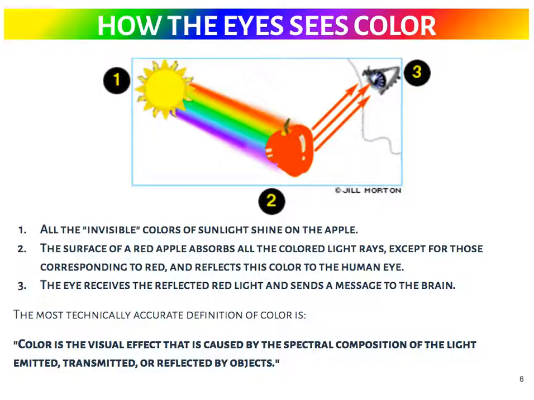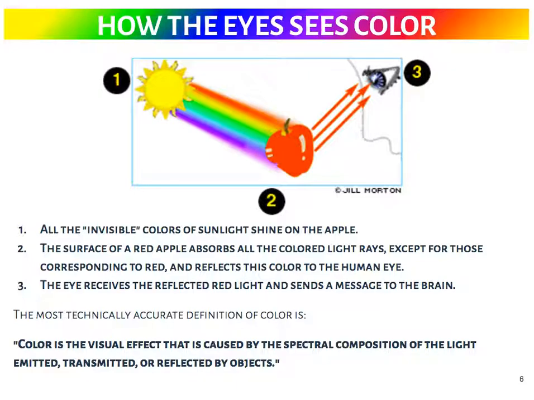So basically the most technically accurate definition of color is that color is the visual effect that is caused by the spectral composition of the light emitted, transmitted, or reflected by objects. And you want to write that down.